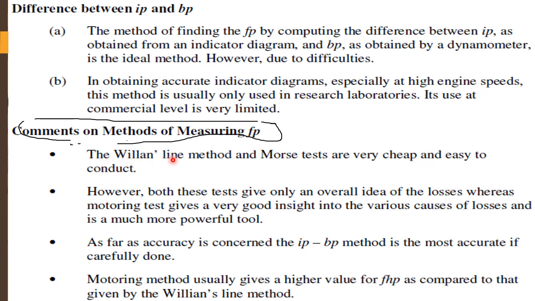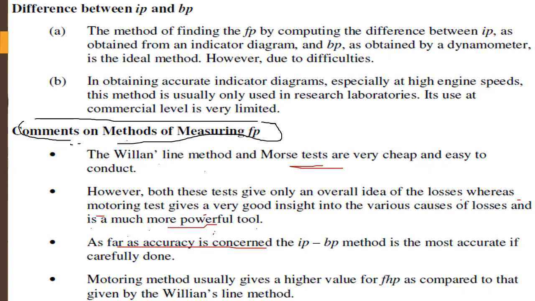The Willans line method and the Morse test are very cheap and easy to conduct. Moreover, both these tests give only an overall idea of the losses, whereas the motoring test gives a very good insight into the various causes of losses and is much more powerful. So compared to the Willans line method and Morse test, this motoring test is a more powerful tool to analyze.